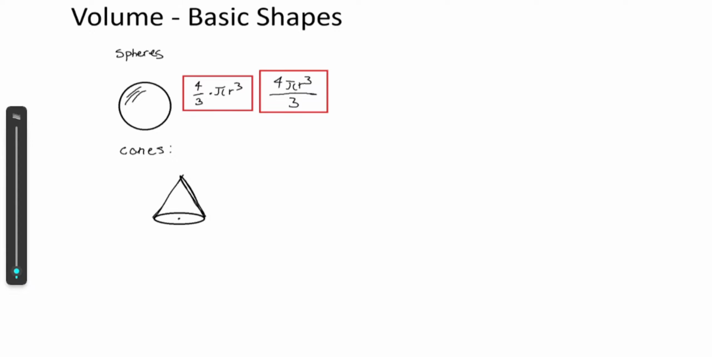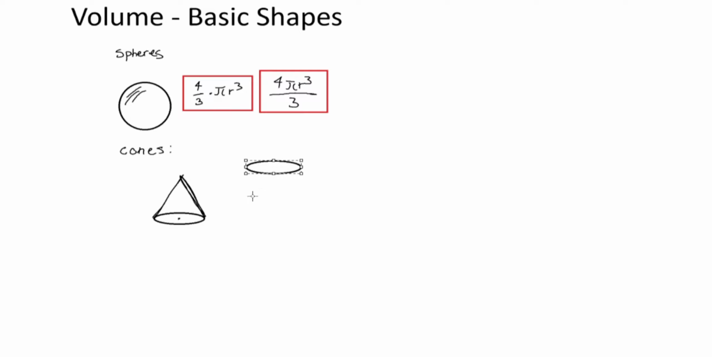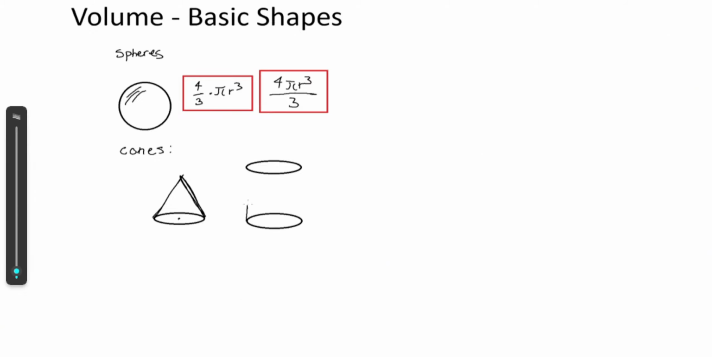Well, if we know how to find the volume of a cylinder, which looks a little something like this. The volume of a cylinder. This is our cylinder. It's basically just a giant bunch of circles stacked on top of each other, like a cup.